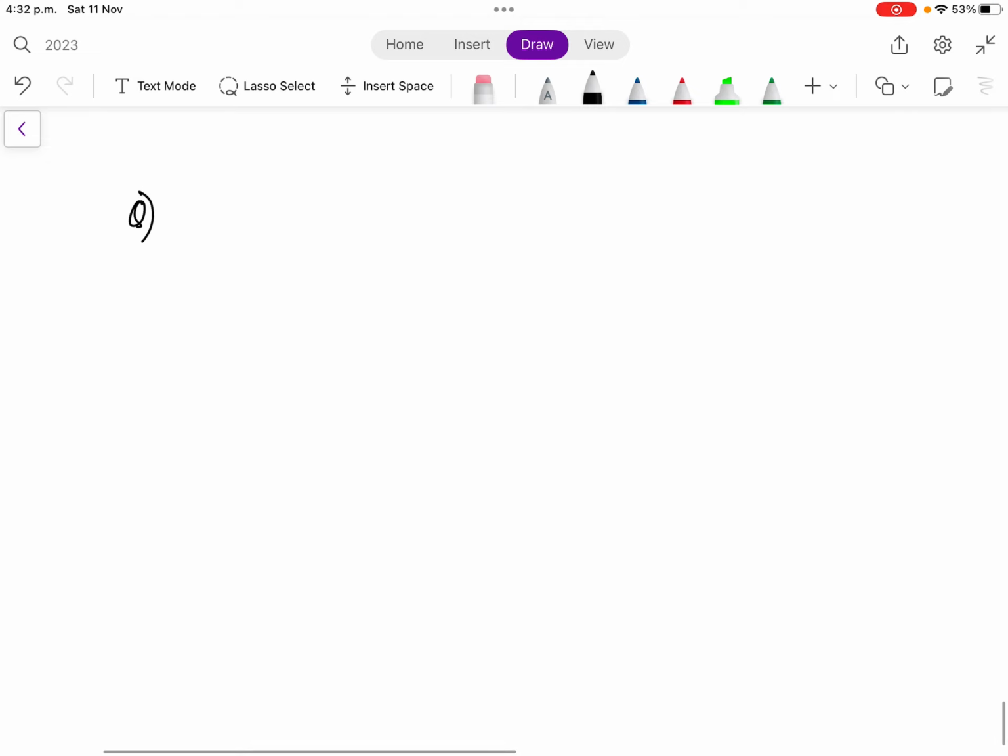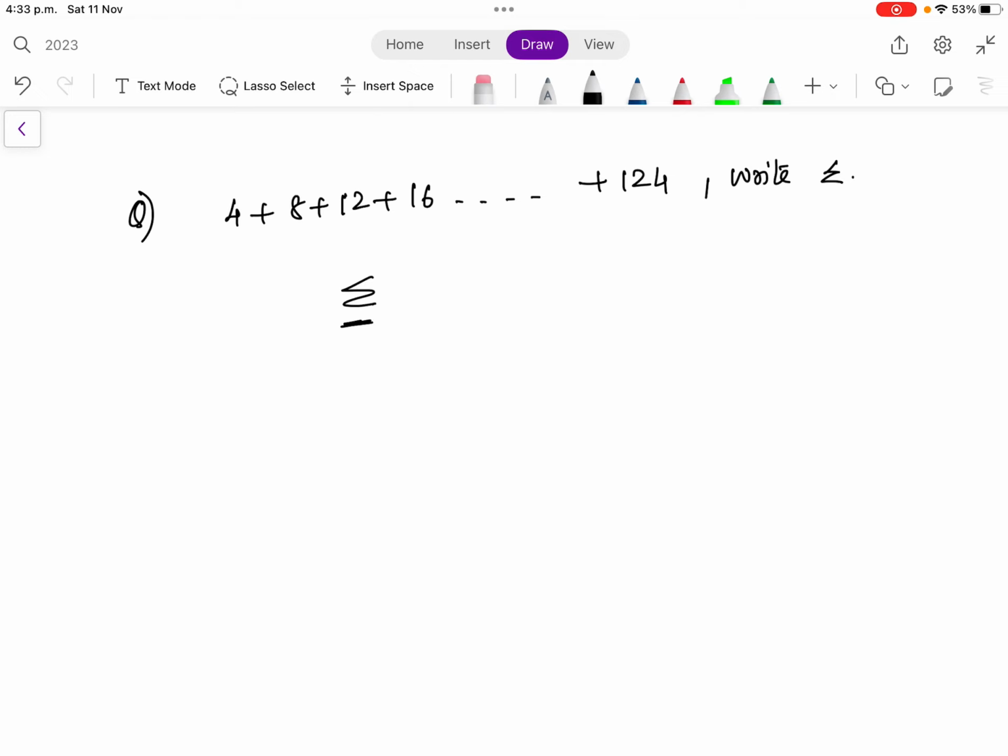Okay, suppose I have a series called 4 plus 8 plus 12 plus 16, and it goes on to 124. So I need to write it in sigma notation. Okay, so for writing in sigma notation, what do I need to do? I need some numbers here, I need some numbers here, and then I need some expression here. Okay, so this expression is the nth term. For this one, you know, it is 4, because it is the initial one. So you need to find out how many terms are there, and also you need to find the nth term.